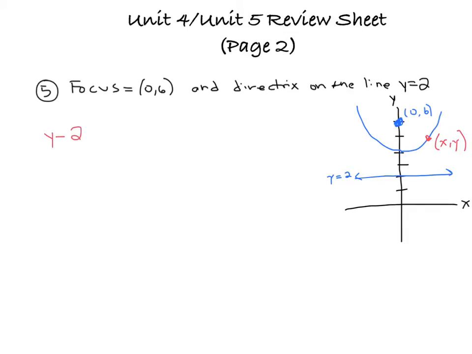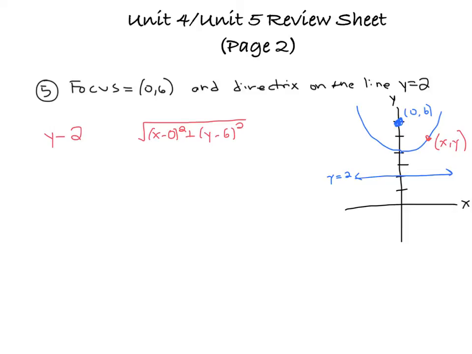Okay, next thing we want to do is write an expression for the distance from the point (x, y) to the focus. So from this point to this point. Now we're going to need to use the distance formula for that. The distance formula tells us that we can write that as the square root of x minus the x coordinate of the focus, which is 0, squared, plus y minus the y coordinate of the focus, which is 6, squared.